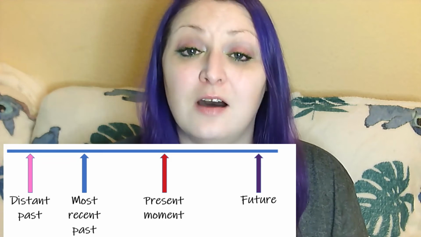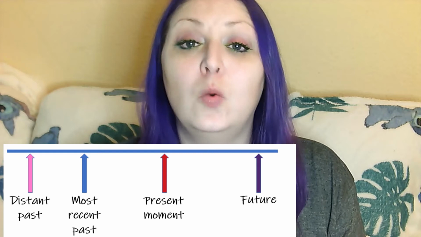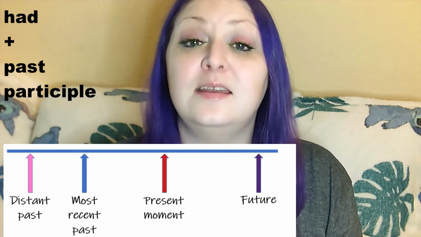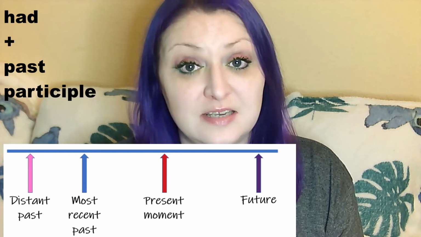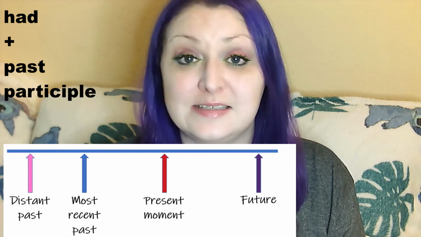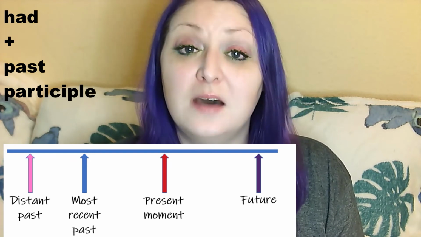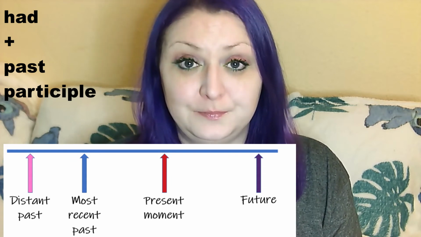So let's start by looking at the past perfect simple. We form the past perfect simple by using had in either the affirmative, the negative, or the interrogative. So had, hadn't, or had. And the past participle, so the third form of the verb.